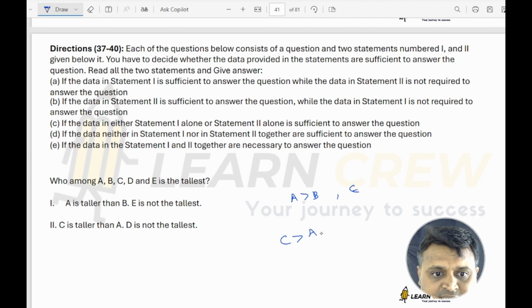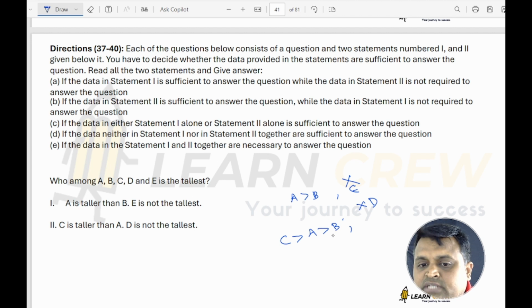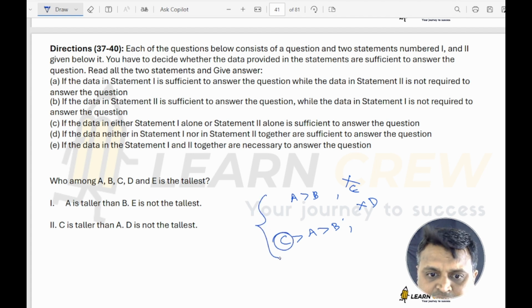So C is greater than A, greater than B. E is not tallest, and D is also not tallest. So definitely E and D will come after C only. So you can say who among A, B, C, D is tallest? C is tallest by combining these 2.